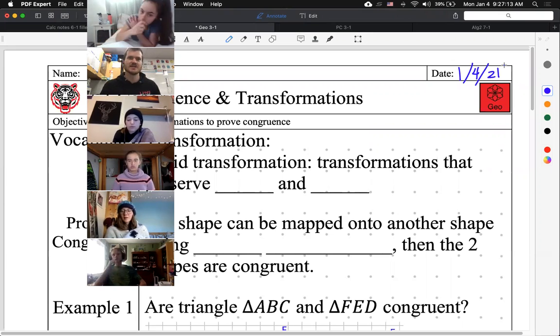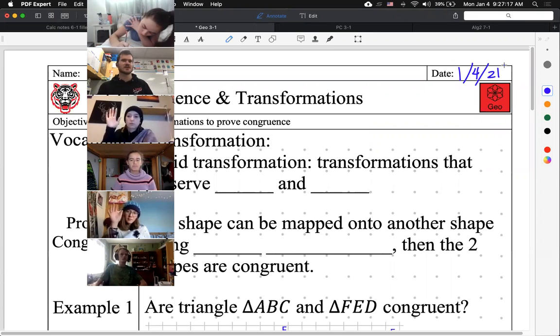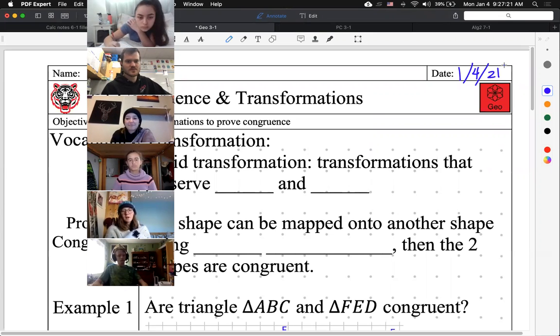Our objective today is to do what with a quiet raised hand? Looks like Kira had it first. Use rigid transformations to prove congruence. There it is. So let's talk about those words that I used in the objective.